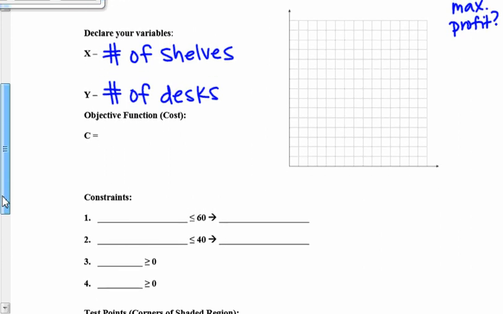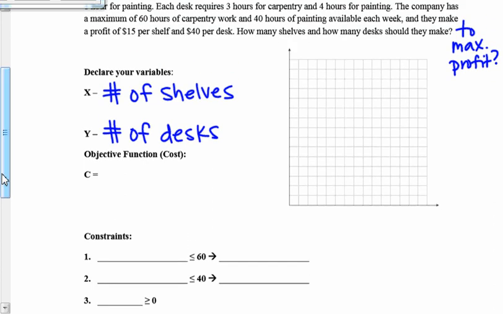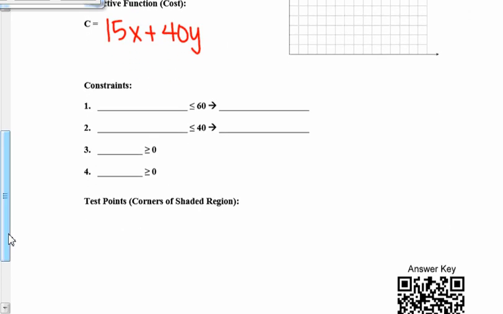Alright, so objective function or cost. Basically if we're maximizing the profit here, if a shelf is $15 and a desk is $40, I'm going to say my objective function is 15x plus 40y. $15 per shelf, $40 per desk. My constraints. Looking at number 3 and 4, I can't have a negative number of desks and a negative number of shelves, so x and y both have to be positive numbers or greater than or equal to 0.